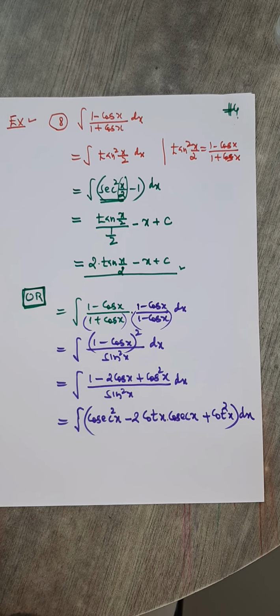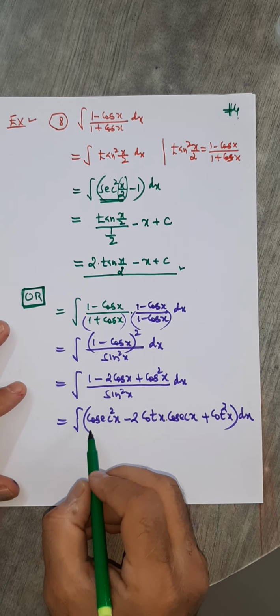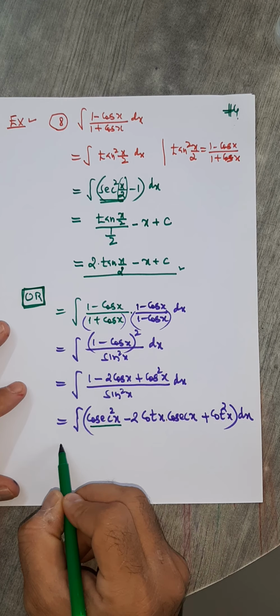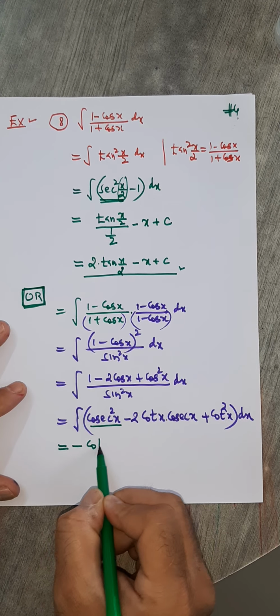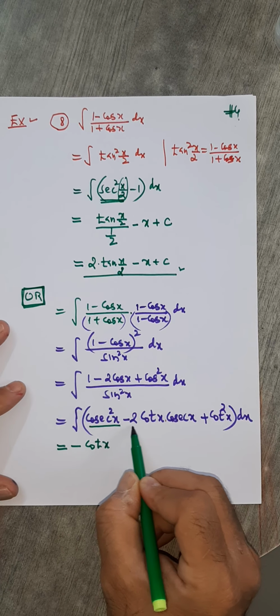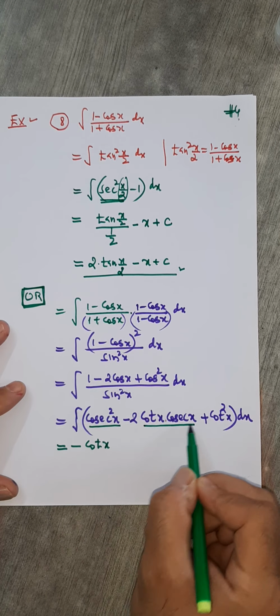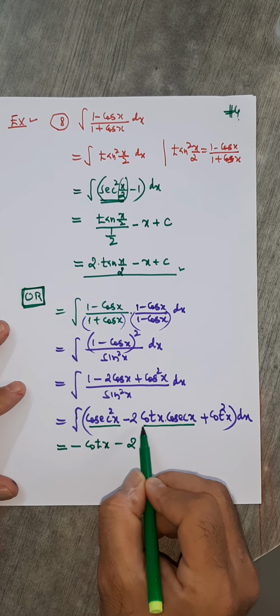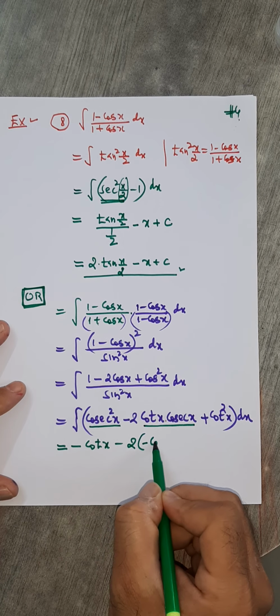Now here you can integrate this. What's the integral of cosec square x? It is minus cot, that you know. What is the integral of cosec into cot? This minus 2 as it is. This is minus cosec, if you remember.